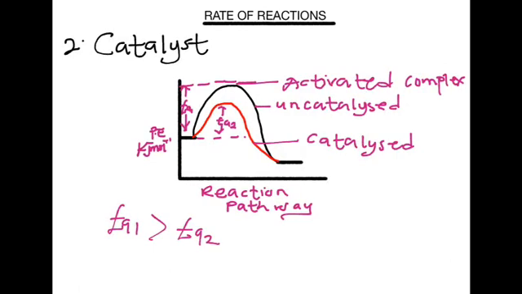The greater the fraction of reactant molecules that have their kinetic energy greater than the activation energy, the greater the rate of the reaction. So that's how a catalyst increases the rate of a reaction. Now we have concentration, which also increases the rate of a reaction.